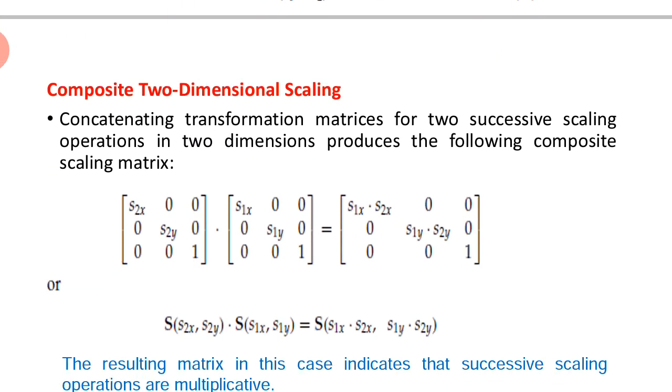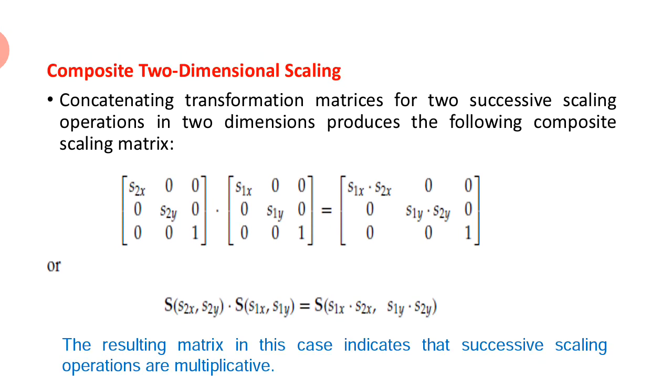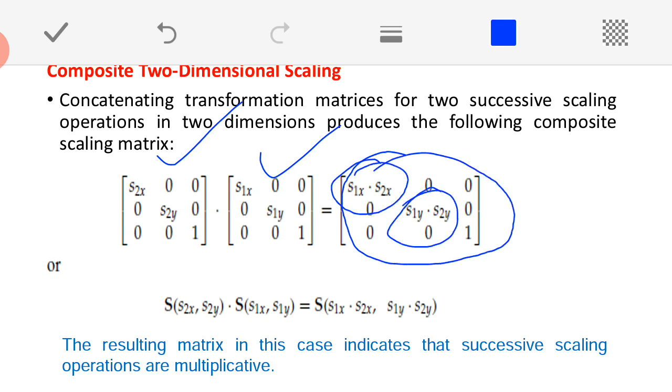Then finally, what about two successive scalings here? Whenever I want to perform scaling, this is my first scaling S1x, S1y, then this is my second scaling S2x, S2y. If I want to perform two successive scalings here, look at the matrix that I am going to get. By looking at these factors, you can say that two successive scalings are multiplicative in nature, that is very important. They are called multiplicative in nature, look at here. So, S1x into S2x, S1y into S2y.